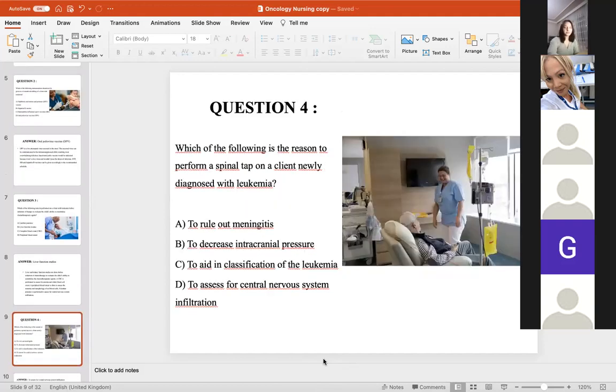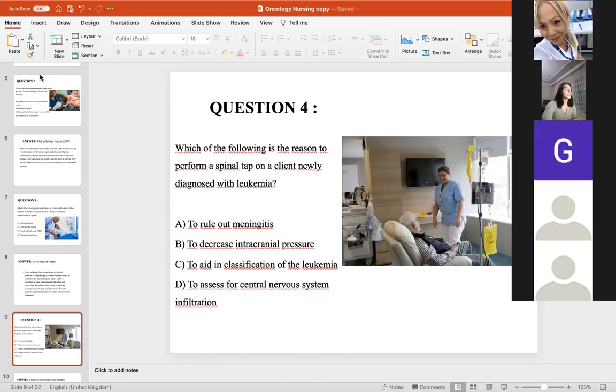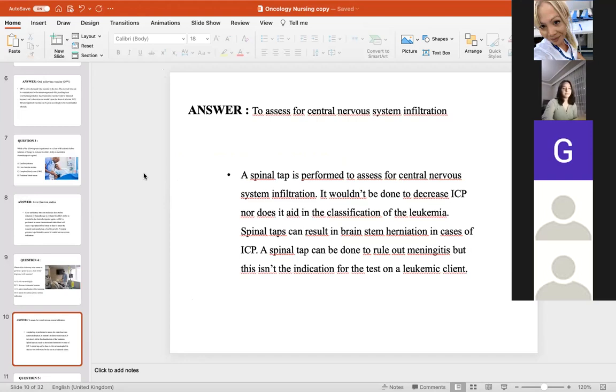Question 4. Which of the following is the reason to perform a spinal tap on a client newly diagnosed with leukemia? A. To rule out meningitis. B. To decrease intracranial pressure. C. To aid in classification of the leukemia. D. To assess for central nervous system infiltration. Answer. To assess for central nervous system infiltration.